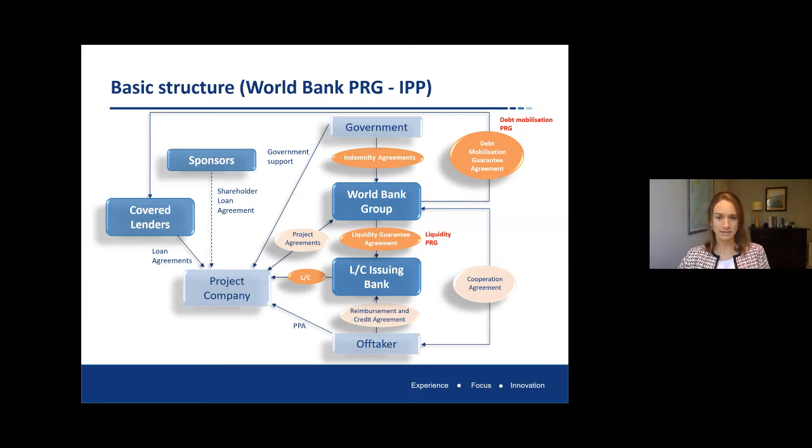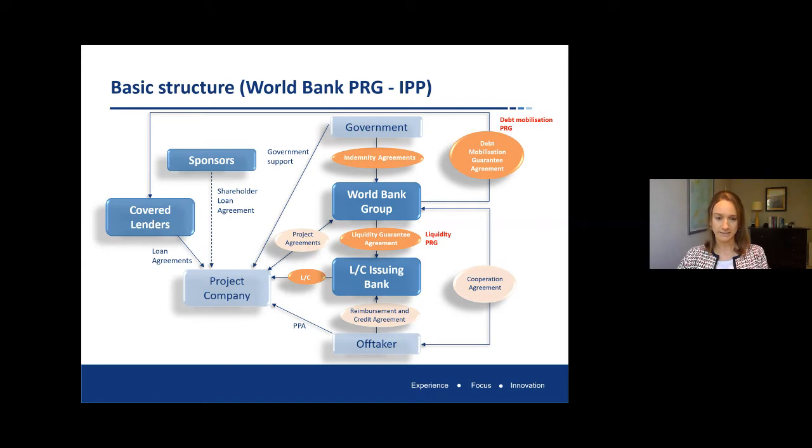Also worth noting that in some places, just to assist with simplifying the structure, we've included terms like project agreements and indemnity agreements. In those cases, because we were deploying both products on this particular transaction, that is actually two project agreements, one for the liquidity PRG, one for the debt mobilisation PRG, and two indemnity agreements. Again, one for liquidity, one for debt mobilisation. So taking that as our starting point, let's look at some of the parties and documents.